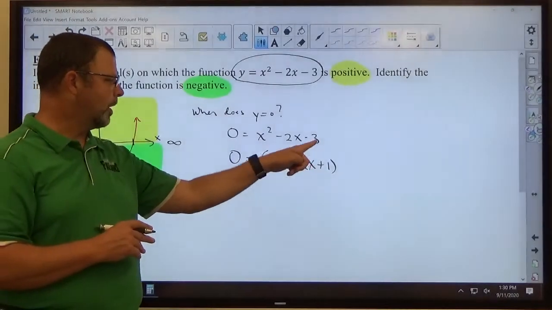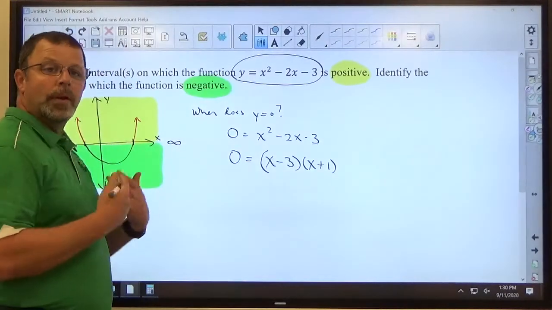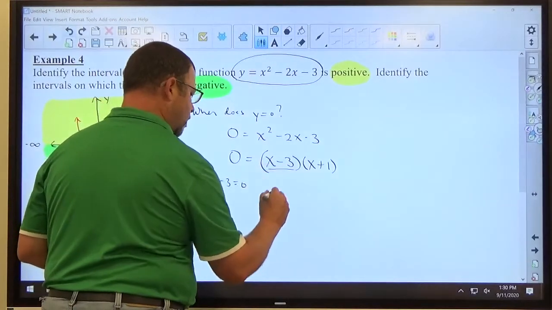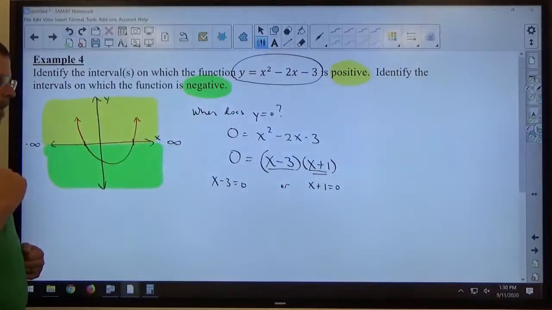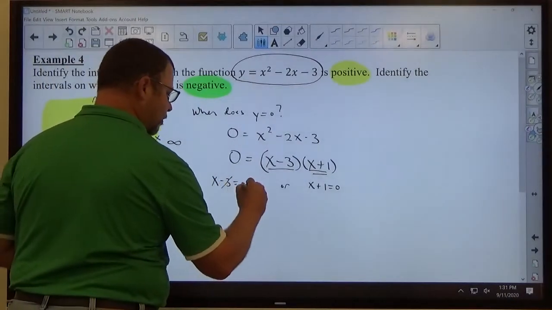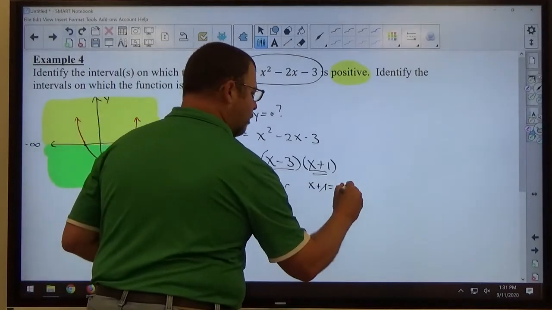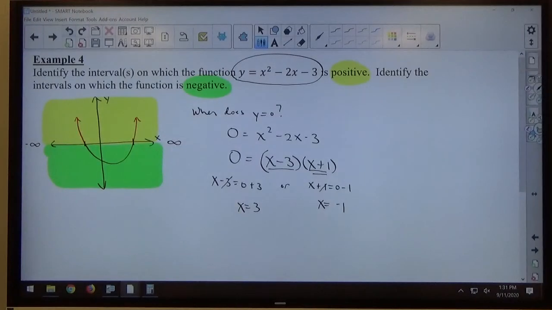We'd agree that's the factored form: negative 3 times 1 makes negative 3, and negative 3 plus 1 makes negative 2. Then applying the zero product property again, either x minus 3 equals 0 because that's factor 1, or x plus 1 equals 0 because that's factor 2. Changing the minus 3 into plus 3, x equals positive 3. Moving the 1 over, x equals negative 1. So that's task 1: find out when the graph is going to touch the x-axis, when it can switch from positive to negative and vice versa.